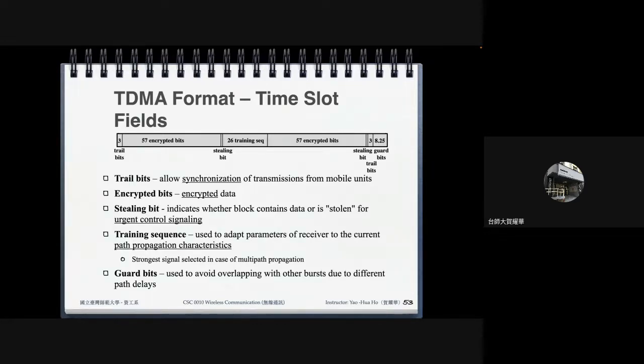Remember, we have different users at different locations, so different locations will have different propagation delays. The guard bits mean that if you overlap by about this much, 8.25 bits, you are okay. As long as you're not overlapping between the tail bits, then you are okay. So this is the overlap of these 2 time slots.